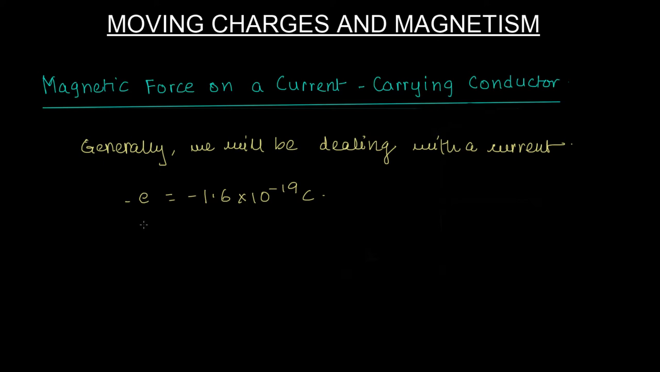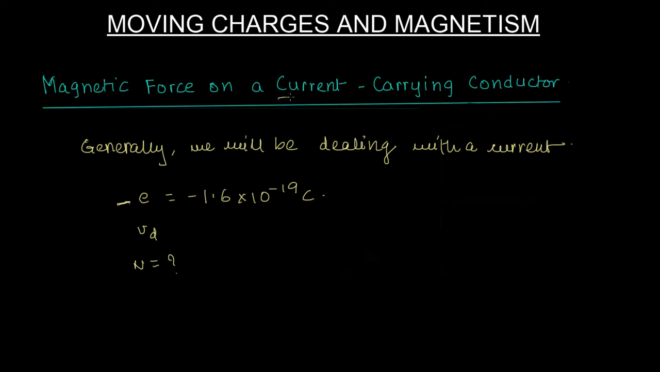But I don't know the V_D. They are all moving with the drift velocity, that is number one. Number two is that I don't know how many of them are moving in a given cross-sectional area, so that number is also unknown to me. So how do I try to find out the force on a current carrying conductor?